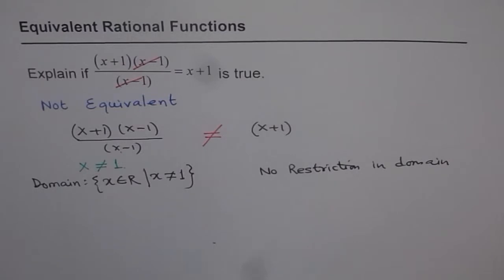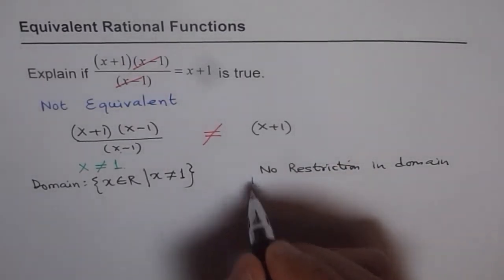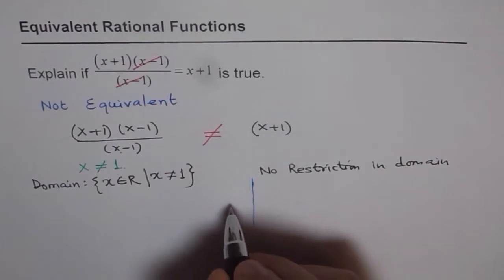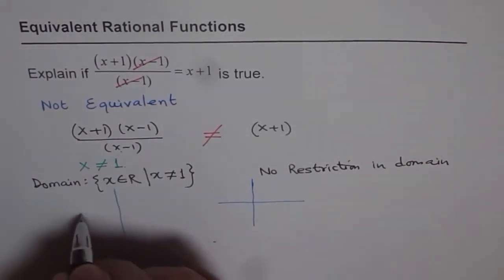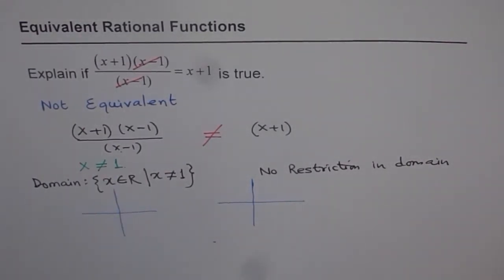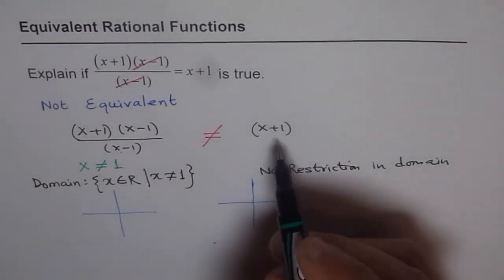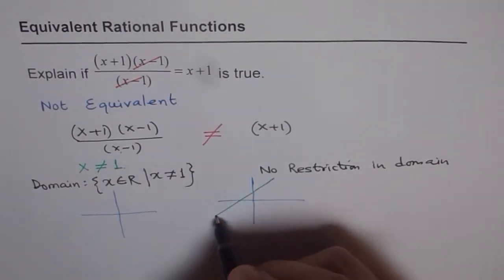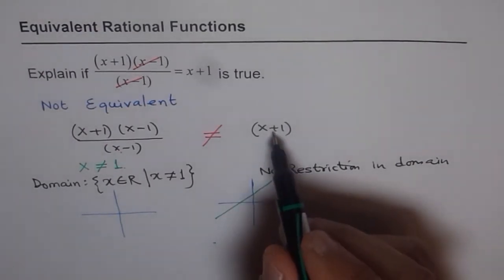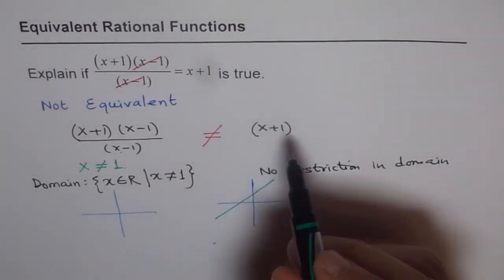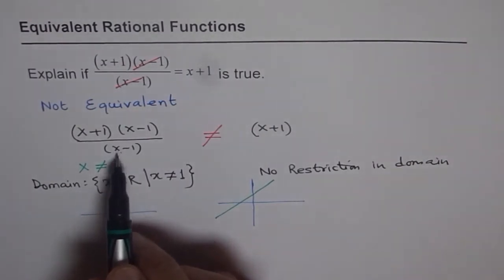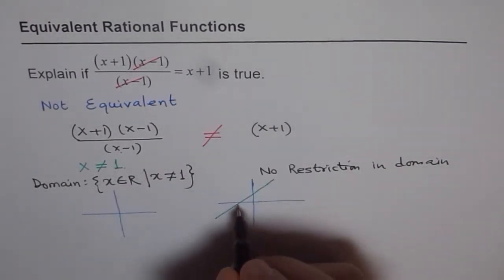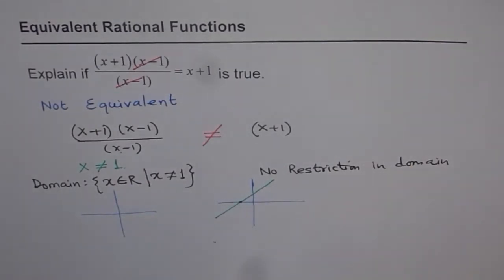Even if you graph these functions, let me graph them and show you how they will look. So let me show you two graphs here for these two functions. This function, x + 1, will have a y-intercept of 1 and a slope of 1, right? So it will be a straight line like this, correct? At x equals minus 1, I get 0, which in this particular case is the x-intercept.